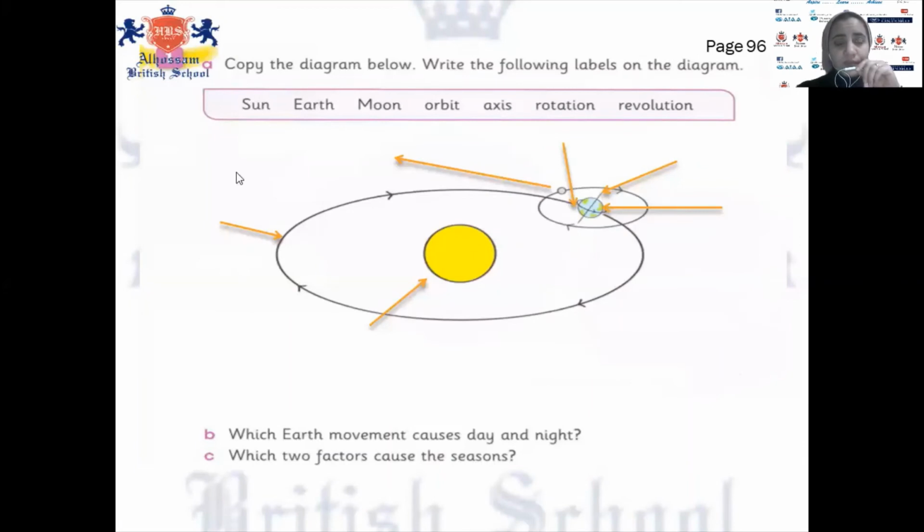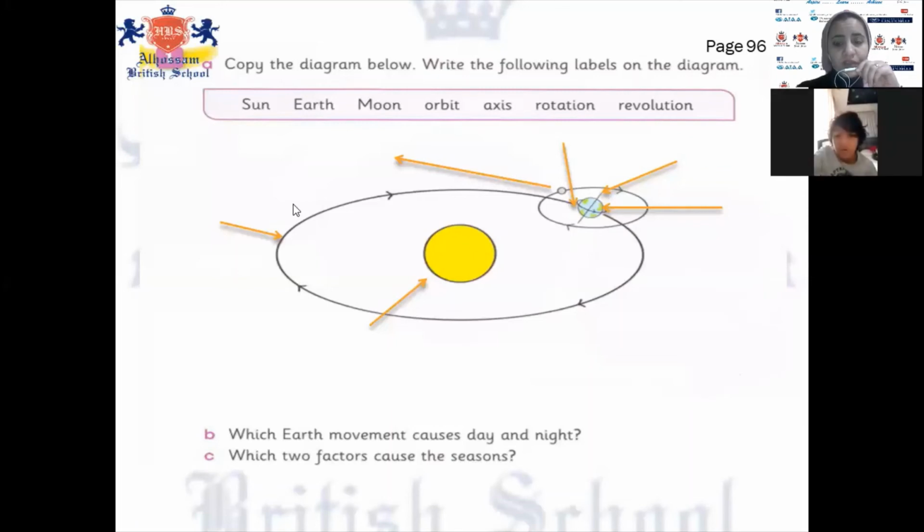The rotation is the circle around the Earth. This is the rotation. Excellent. And the revolution is the circle around the Sun. Excellent. The axis is the line in the middle of Earth, an imaginary line. Excellent. The orbit is the same circle of the Sun.